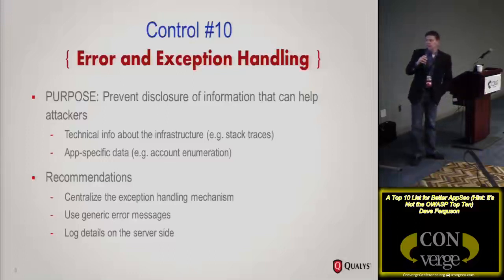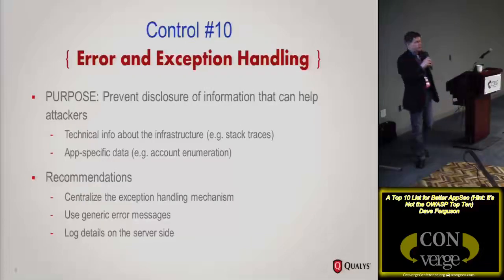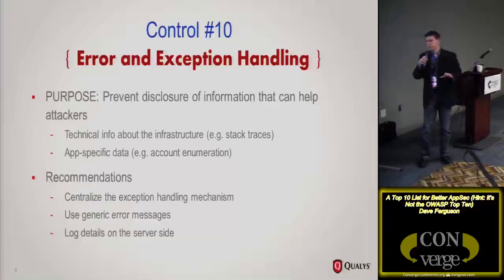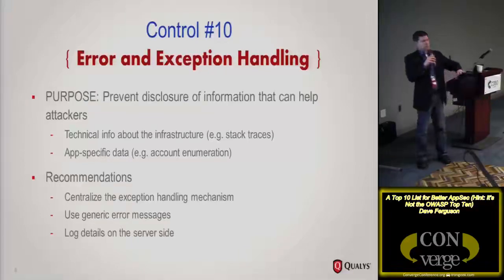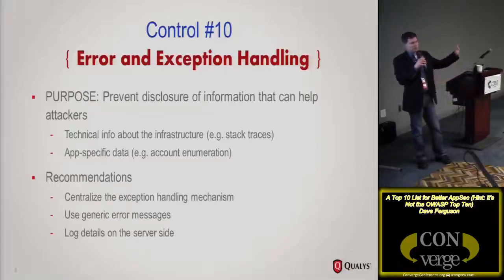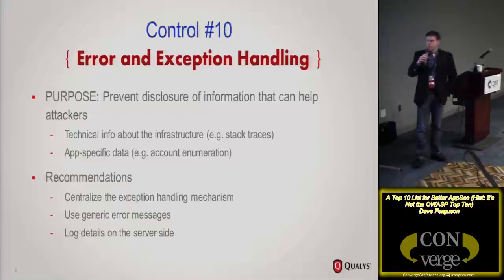So that's a type of error message that needs to be thought of during the design and development phase. So you want to be very careful in error messages that are returned to users. They need to be very generic, and the error handling mechanism should really be centralized. You don't want to have each developer roll their own type of exception handling. It's better to have a centralized mechanism for that.